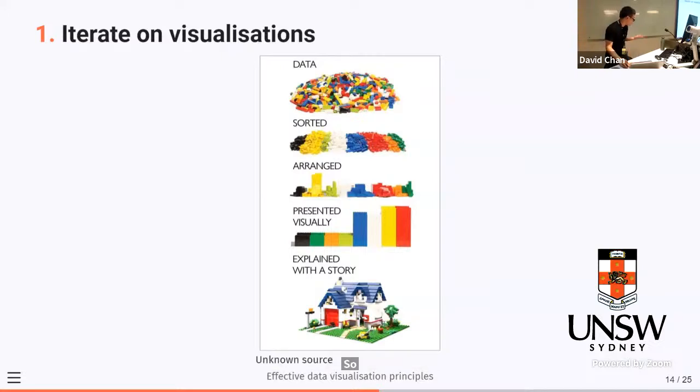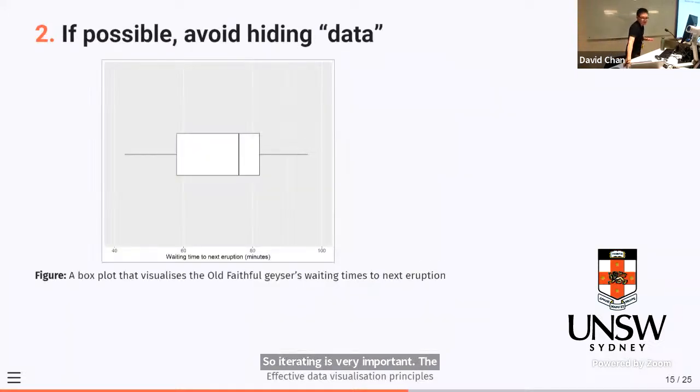The second principle, I should say, if possible, avoid hiding data. This includes hiding outliers from a plot. This includes choosing a type of plot that is deceptive to or hiding features of the data. So here I've got a data set of a famous geyser in the US, and we're trying to plot the waiting times to the next eruption. What kind of insights would you get from this particular box plot by itself? Have a think about that for a few seconds while I have some water.